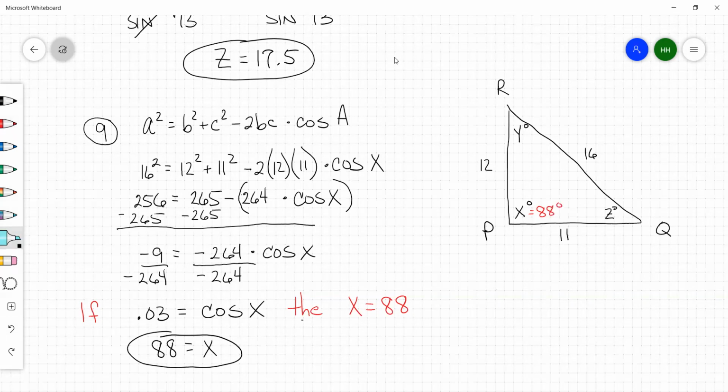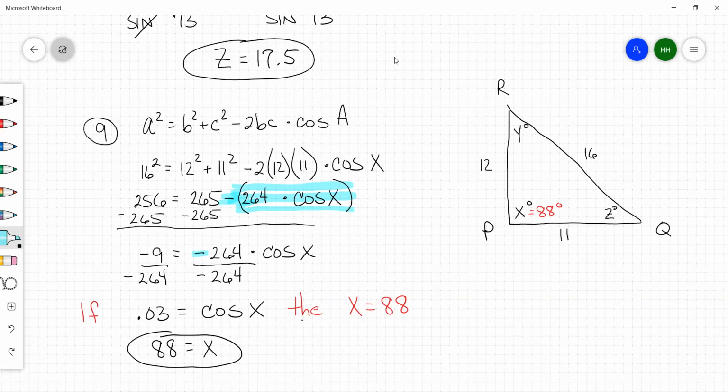This step right here is super important. Don't make the mistake that I did: I subtracted before I multiplied. Can't do that. You've got to get the 265 on the other side first, and don't forget that this negative sign is going to stay with the 264 times your cosine x, because in your next step, you'll have to divide by that negative. All right?